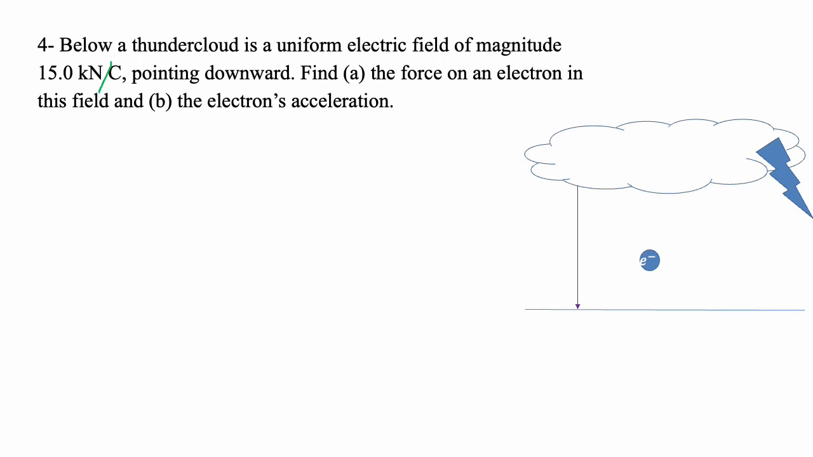When this electric field reaches a very high strength, air, which is usually an insulator, becomes a conductor. Then electrons move from the ground up, or from up to the ground. Because the electric field is pointing downward, the force on the electron should be opposite to the electric field. So it's going to be upward, and the electrons are going to move upward from the ground to the sky.